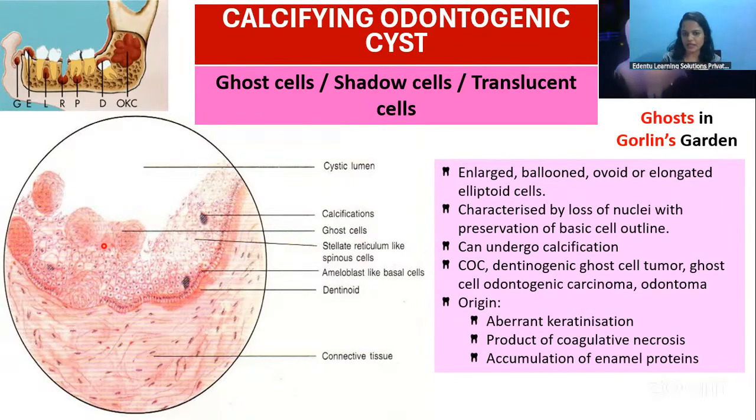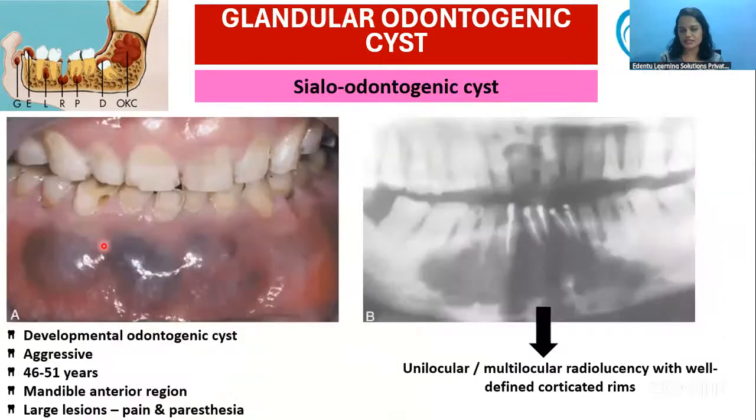One is aberrant keratinization, lots of keratin. Then coagulative necrosis, and the last one is accumulation of enamel proteins. Because of this only, ghost cells are getting formed. Most commonly seen in COC.